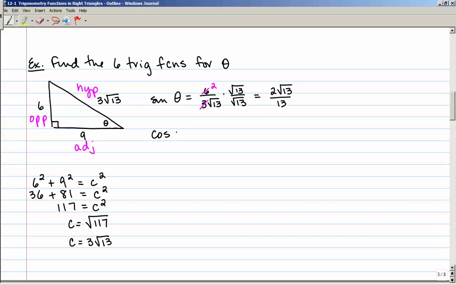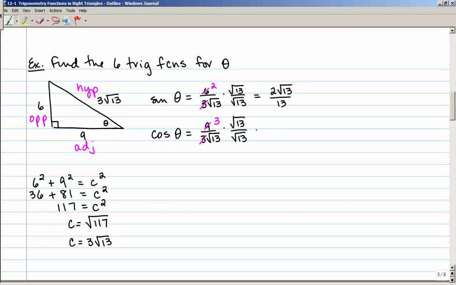Cosine of theta is going to be adjacent over hypotenuse, or 9 over 3 square root of 13. Again, I can do a little simplifying here. That becomes a 3, and I have to rationalize my denominator.